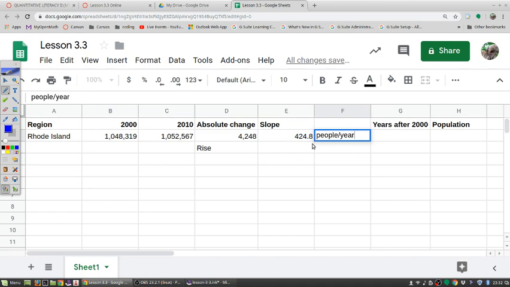Now we can't have 0.8 people, so we would probably round that to one decimal point, like 425 people per year. What I want to do is take that information and make a table, and I'm going to go years after 2000. So that would be 0, 1, 2, 3, and I want to get up to 10. So I can auto-fill that down.